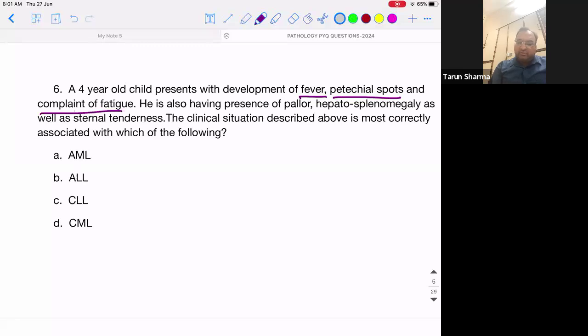There is a complaint of fatigue also. The patient is having pallor, that is anemia. What is pallor? Pallor means the patient is having anemia. So there is anemia, that is the clue to you. Anemia associated with hepatosplenomegaly. Not all anemias are associated with hepatosplenomegaly. What are the anemias that are associated with hepatosplenomegaly?